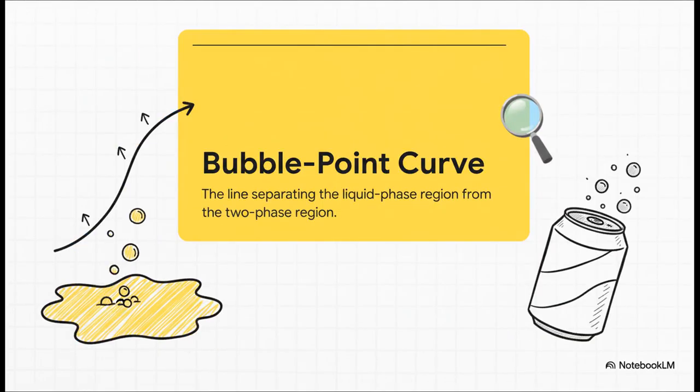Okay, so let's break down the boundaries of that dome. The left side is what we call the bubble point curve. Just imagine you've got a liquid, and you start to lower the pressure. The very second you touch this line, poof, the first bubble of gas appears. It's exactly like opening a can of soda.